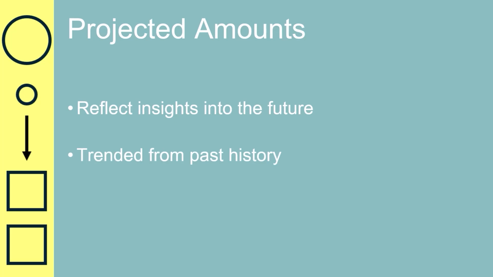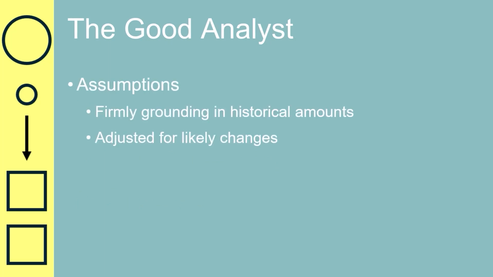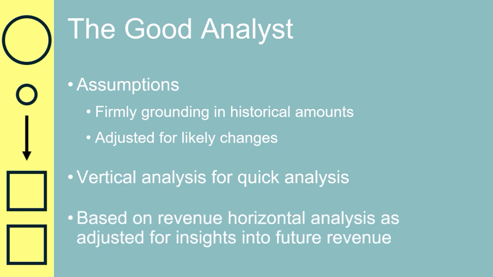Sometimes future amounts are simple trends based on the past. I just picked the vertical analysis projected revenue amounts out of thin air when I wrote this lesson. Of course, no good analyst would want to be caught randomly picking their key assumptions out of the air. Their assumptions would be firmly grounded in historical amounts as adjusted for likely changes in those amounts and their trend. Such an analyst would perform a historical analysis of revenue. If they then wanted to use vertical analysis for a quick projection, they would do the vertical analysis I showed earlier, but use revenue numbers based on their horizontal analysis as adjusted for other insights about future revenue.